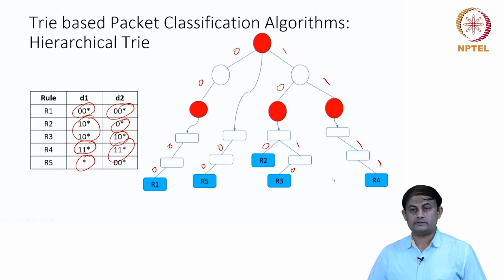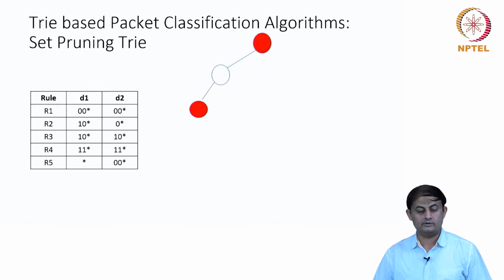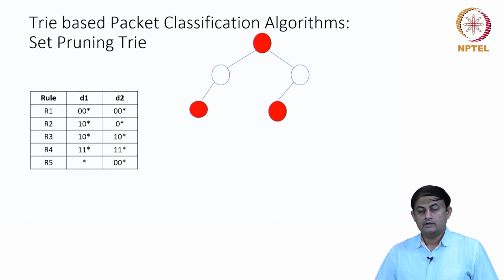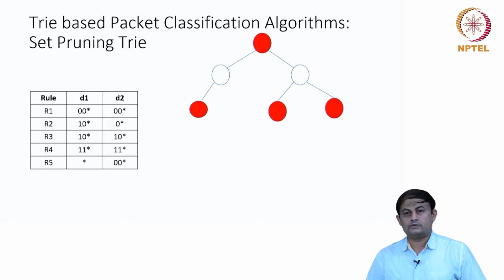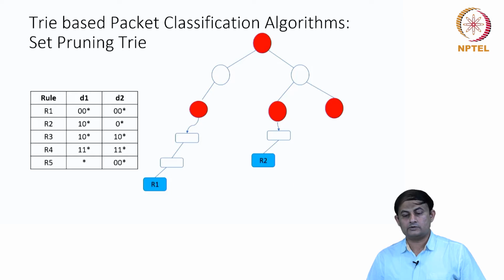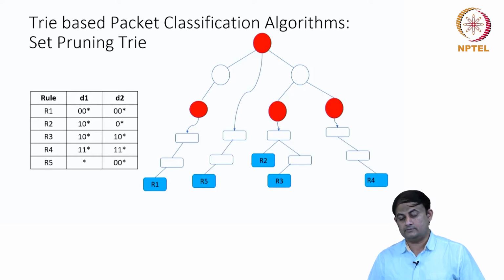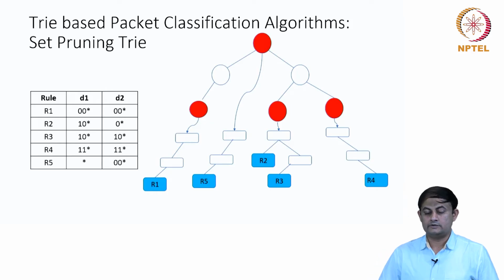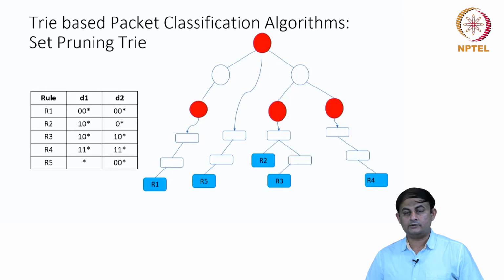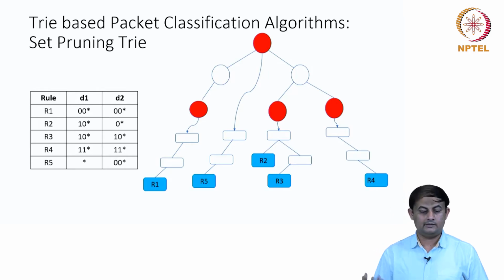So if I convert this into a set prune trie, as usual, I'm going to replicate the nodes instead of backtracking. So how does the set prune trie look like? The first level nodes are as usual, they are there. And the second level nodes are also as usual, whatever is there in the hierarchical trie, all of them are here as well. So this is what the hierarchical trie was. And what I'm going to replicate now are the nodes which are actually needed to avoid the backtracking.